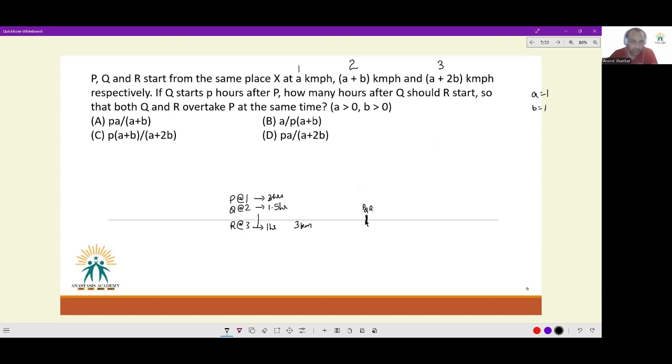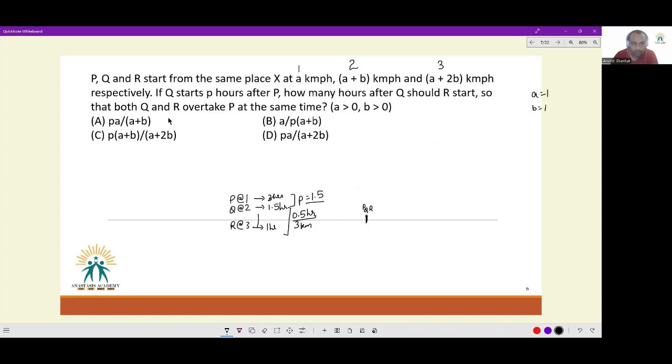What this also does is, if Q starts t hours after P, we know t is equal to 1.5 now. After how many hours should R start after Q? The answer that we are seeking is 0.5 hours. Now, all I have to do is go back in here and plug in the values for the variables that we have identified. Wherever we get 0.5, that will be our answer.